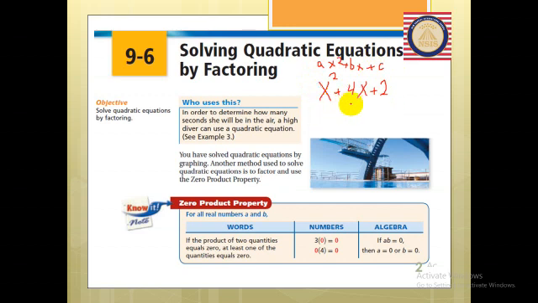And if I want to factorize this equation, I'm going to open two brackets. Remember? X power 2 will be x and x. The 2 will be, 2 times 1, so 2 and 1. And here positive and positive, so both of the two numbers are positive.